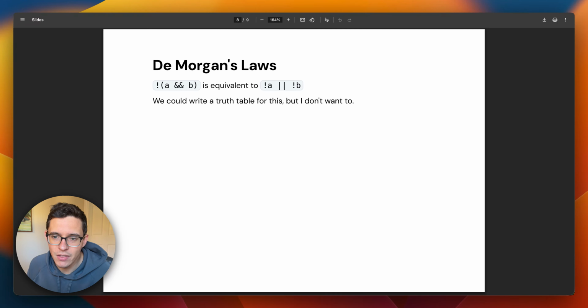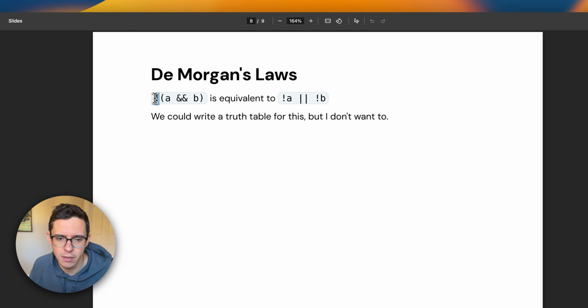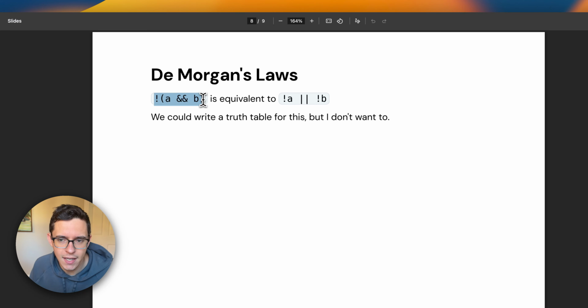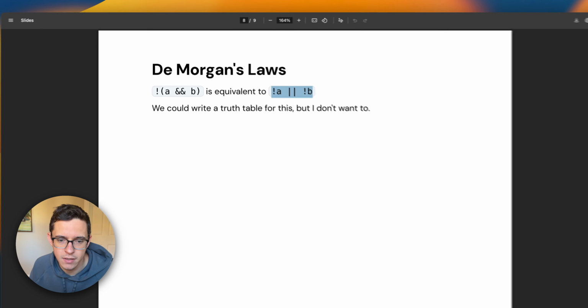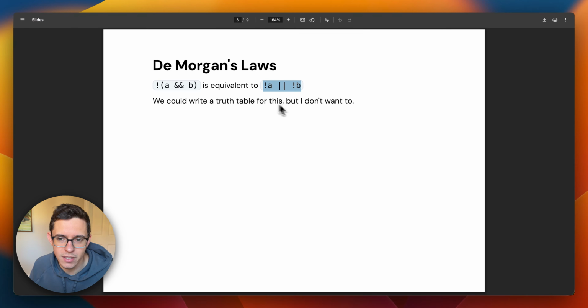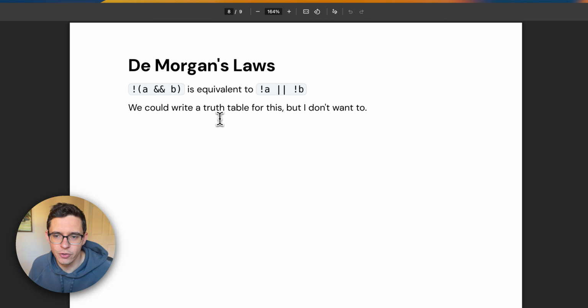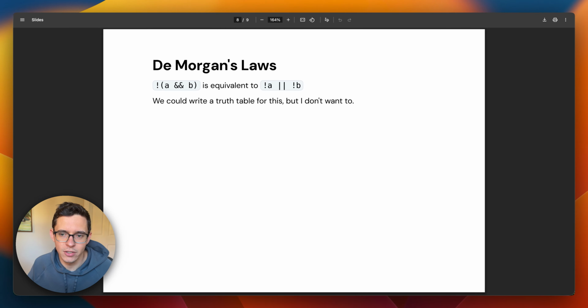Okay, there is a thing that is technically on the list of topics in AP Java, and here is a rule for you. These are called De Morgan's laws. There might be multiple, but this is the one we care about. Not (A and B) in parentheses is equal to (not A) or (not B). So we could write a truth table for this, but I don't want to. A truth table is where you take every value of true and false and see what's up.